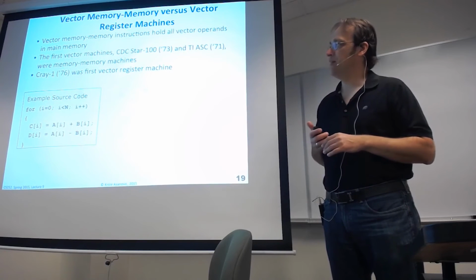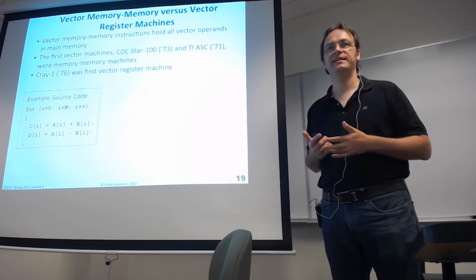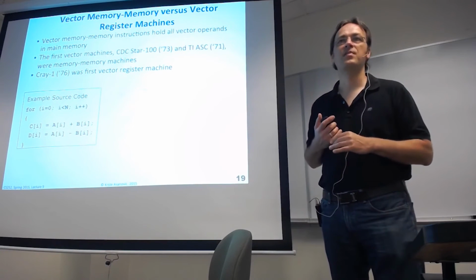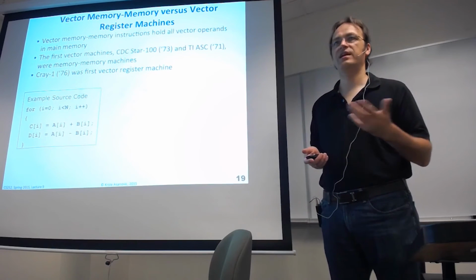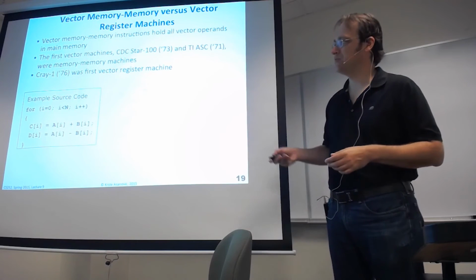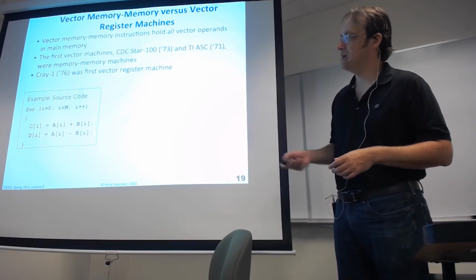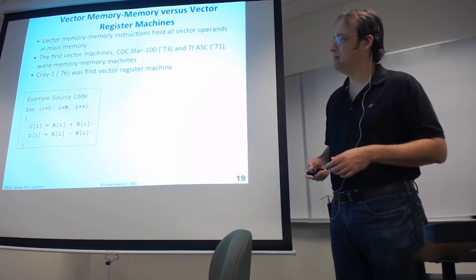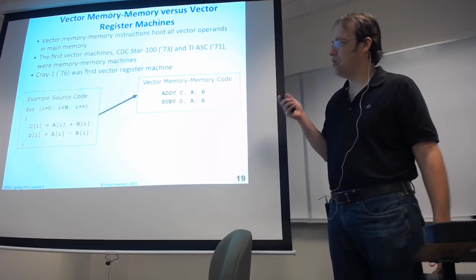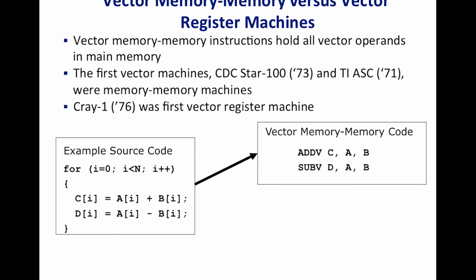And they were what were called vector memory machines. So people had the idea that you want to work on vectors, and they had vector instructions, but those vector instructions actually read and wrote vectors directly from memory, not through registers. So if you took a loop like this, which is just adding A and B to C, subtracting A, B from A, putting into D, on a vector memory machine, the code was really simple. It's like just add A and B and put it into C.